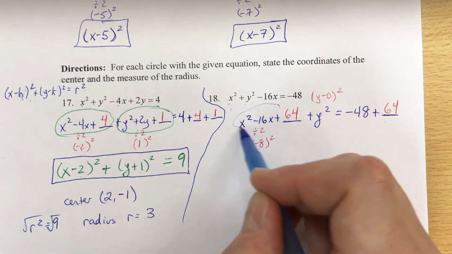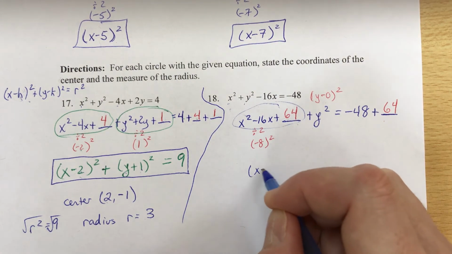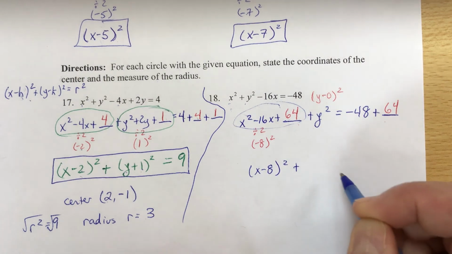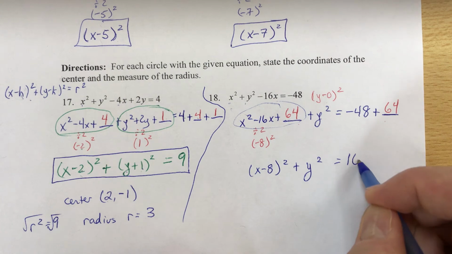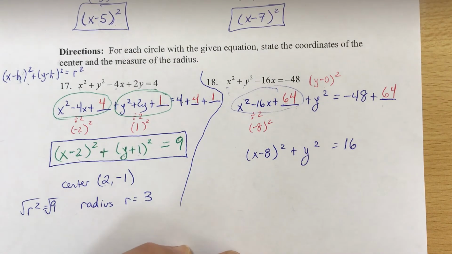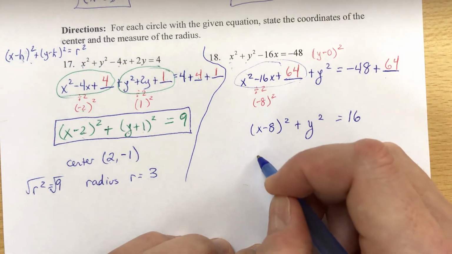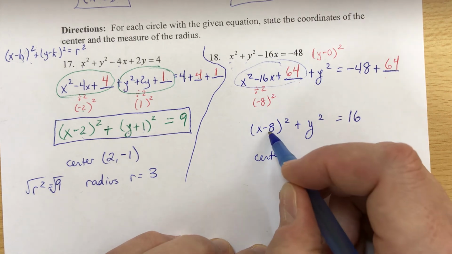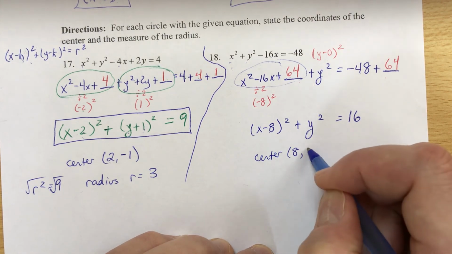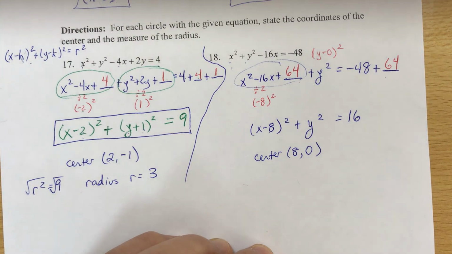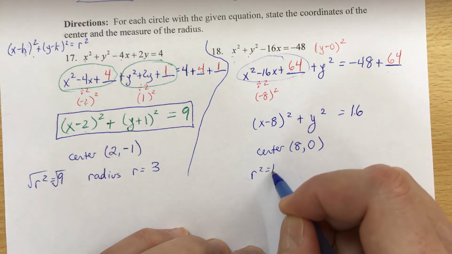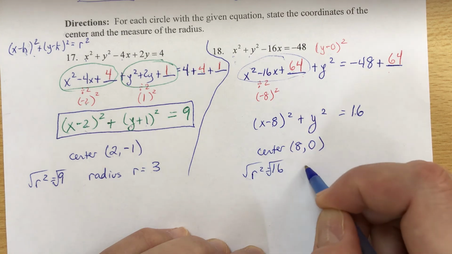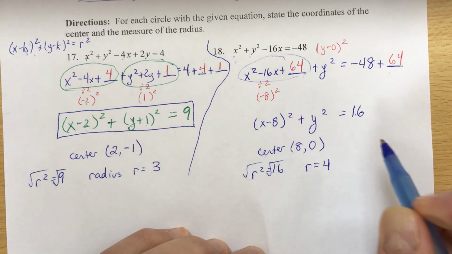Okay, so this is a perfect square trinomial. That's x minus 8 squared plus, that's just y squared, equals 16, which is nice because that's a perfect square. The center is positive 8, and for the y value, that's 0. So the center is at 8, 0. Now your r squared is 16, so the square root of that, the radius is 4.